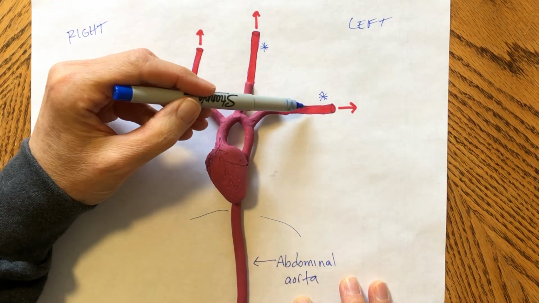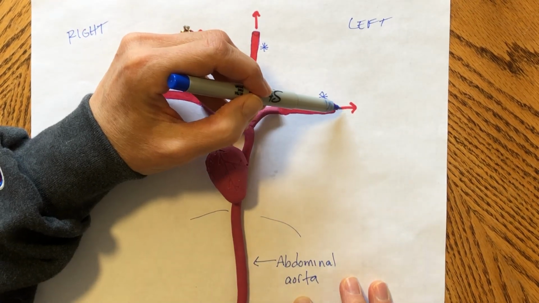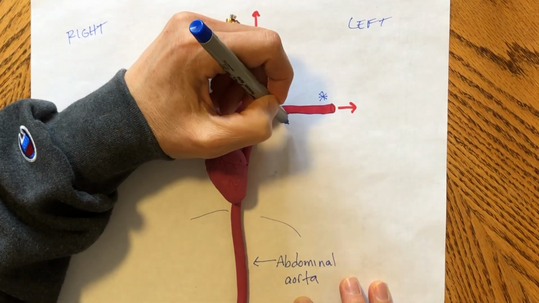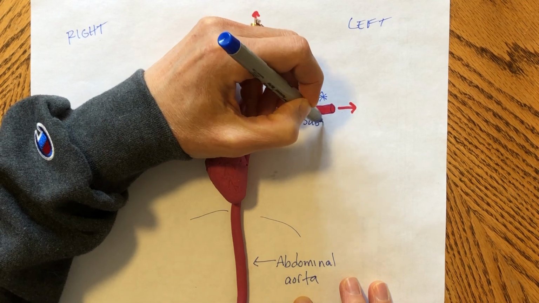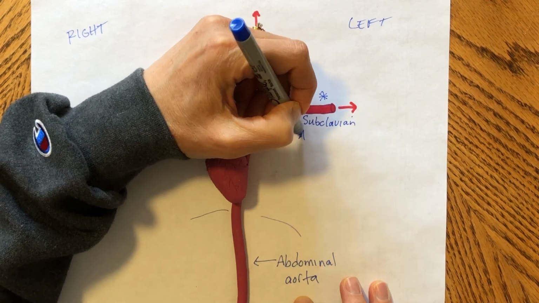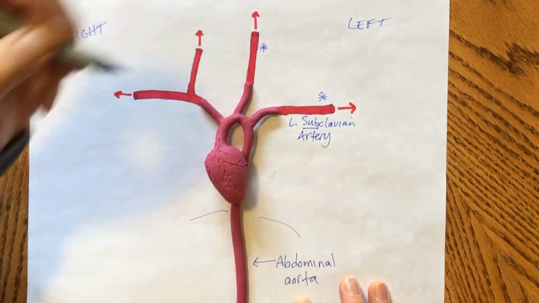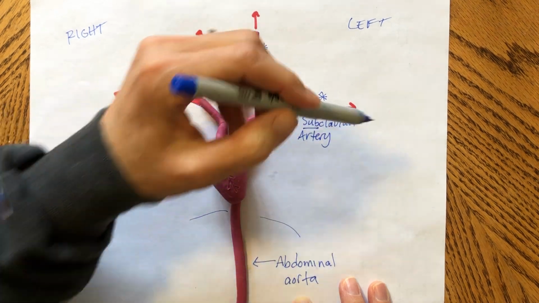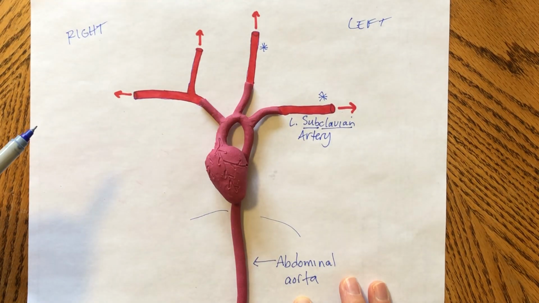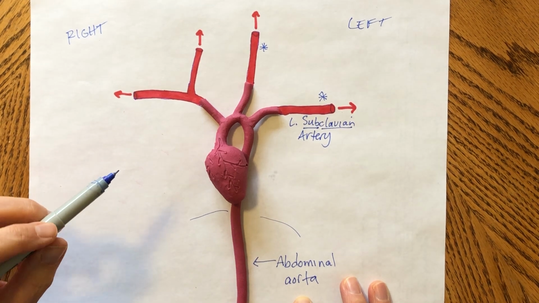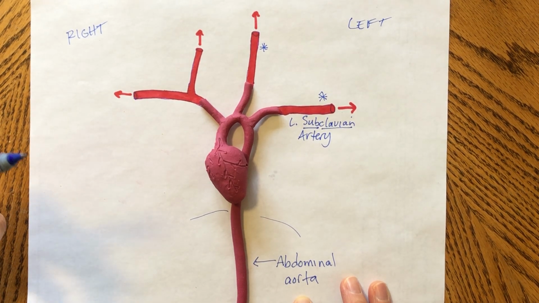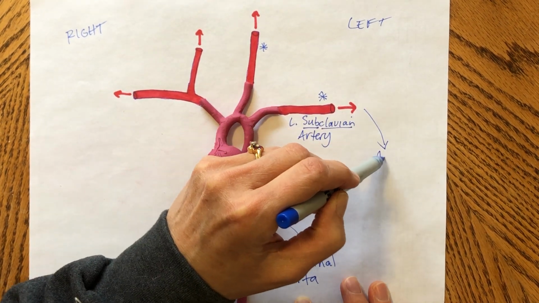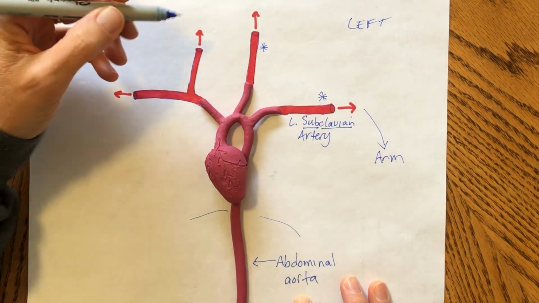So this artery right here, arteries carry blood away from the heart. That's what these arrows are showing. This artery right here is the left subclavian artery. Sub, if you remember, or maybe you don't, means below or underneath, and clavian refers to the clavicle. So this is an artery that goes under or behind the clavicle, and it goes to the left side of the body, and then it would continue down to the arm. And we'll see that happening on the right side as well.